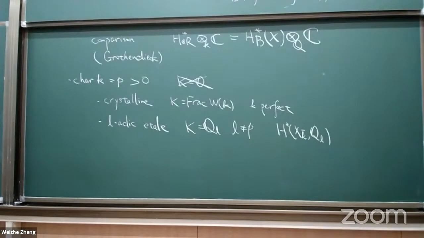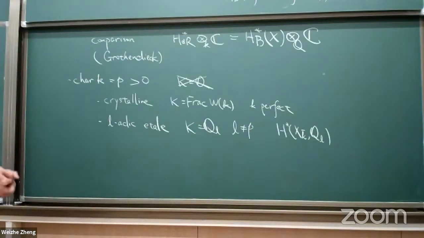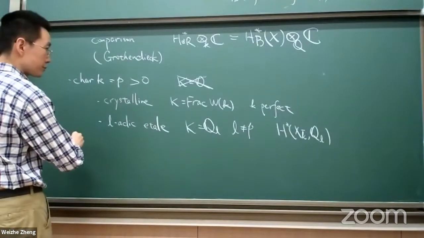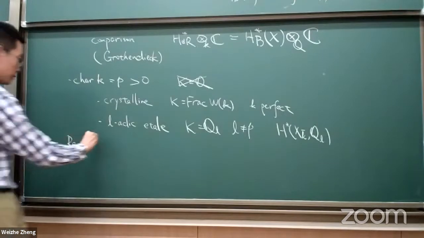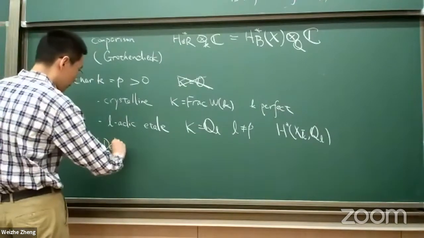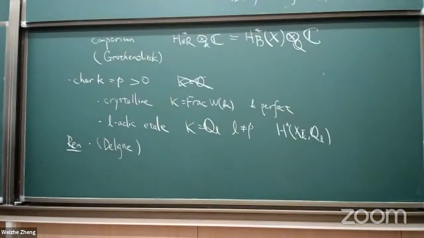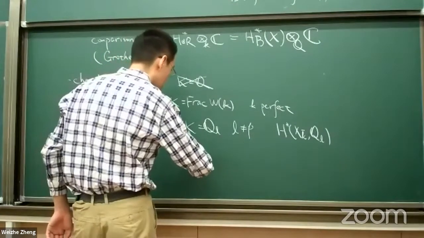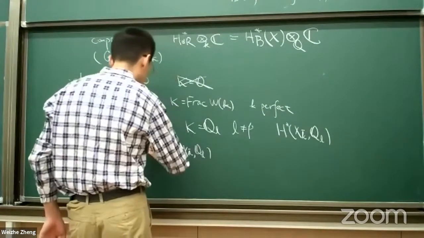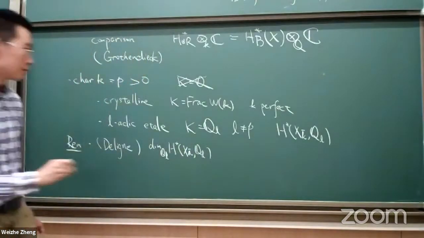However, we do know something about their relations. Here are some things that we know. The first is a theorem of Deligne on the Weil conjectures, which implies that all these spaces, each a Q_l vector space, have the same dimension. So this is independent of l.